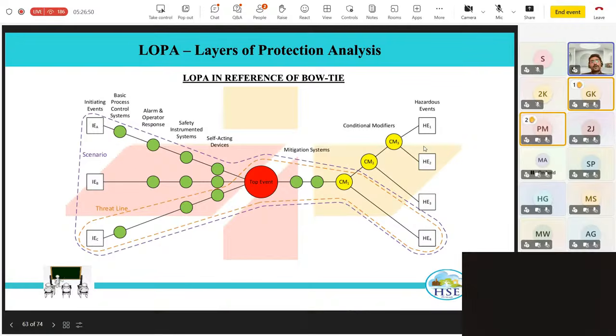I don't know how far you guys are exposed to bow ties. A bow tie is a typical study, mostly done with Shell joint ventures, and of late many of them are doing it, which looks at 2 aspects of an incident. I'll first explain this as a bow tie diagram, and then we will look at it as a LOPA diagram. So don't go reading on this, because this is more in relation to a LOPA diagram. However, I'll explain with a bow tie diagram.